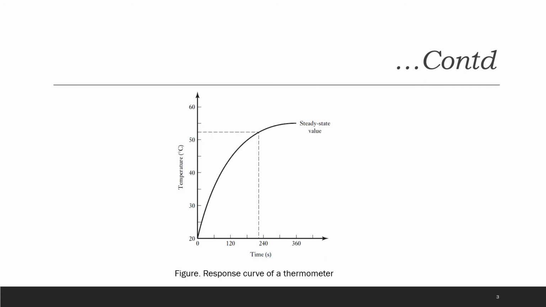This one is the response curve of a mercury thermometer. We can see that the steady state final value will be around 55. Now we will try to describe this graph and discuss it in the class. So go through this, and we will find the response time and the time constant value in the class.